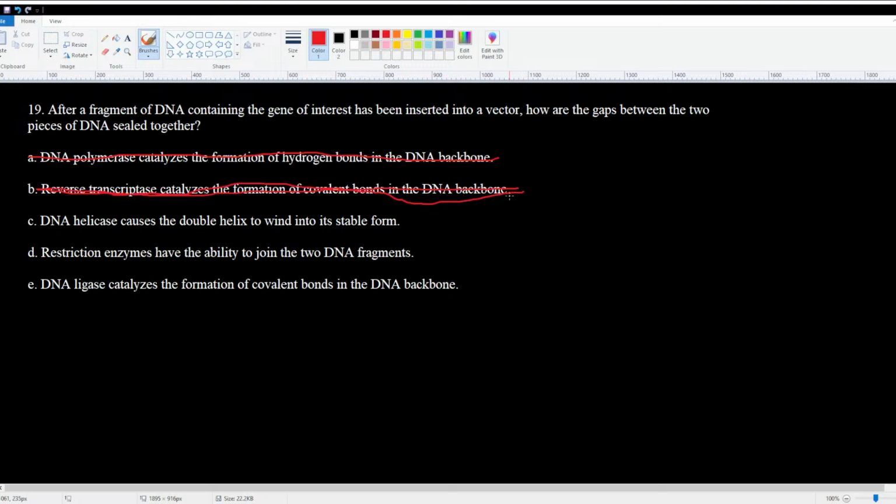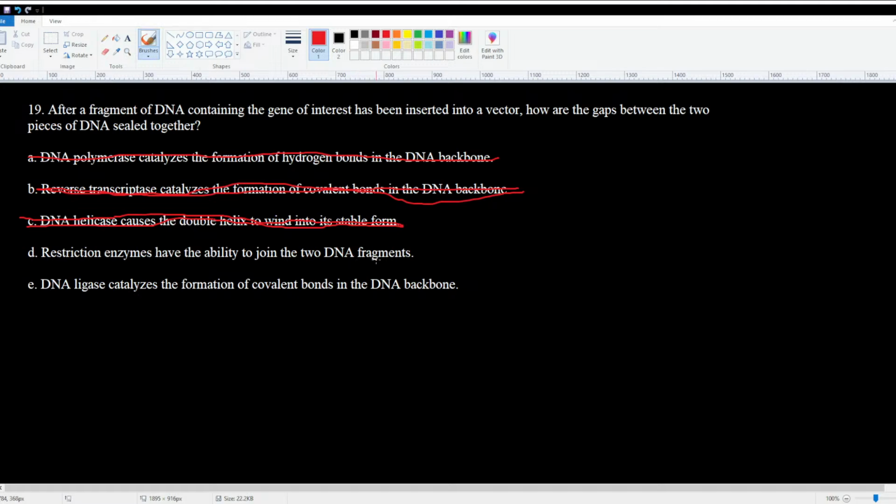B is describing how to find the transcriptome, right? It's describing how we would find how the mRNAs are expressed. The question is asking about recombinant genes, so we can eliminate B. C, DNA helicase causes the double helix to wind into its stable form. Well, that's wrong because we just discussed what a helicase does. It does the exact opposite. It unwinds it, right?